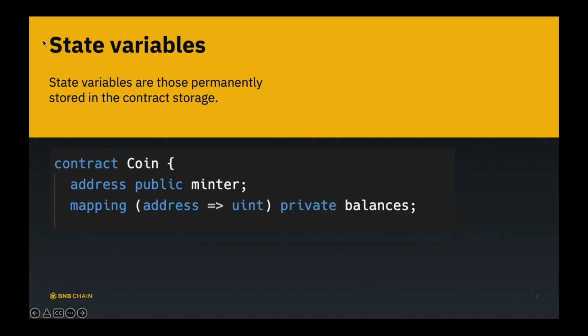State variables are those that are permanently stored in the contract storage. An example is given below. We have a contract called Coin. There are two state variables present. One is called mint. It is of type address, and its visibility is public. Another is called balance. It is a mapping from address to unsigned int, and it is of visibility private. We will talk about visibility in the next slide when we talk about functions. But here, public means it is accessible from outside of this contract, and private means it is not accessible from outside but only inside of this contract.